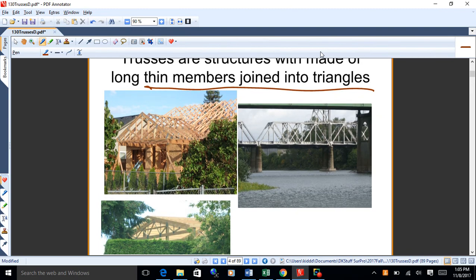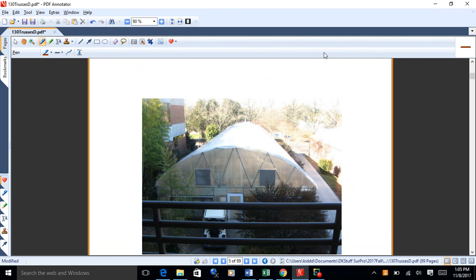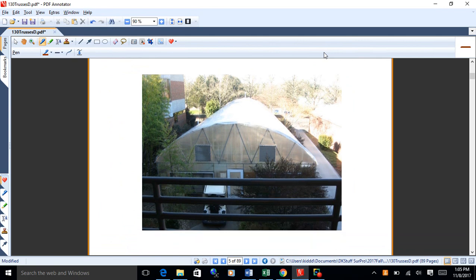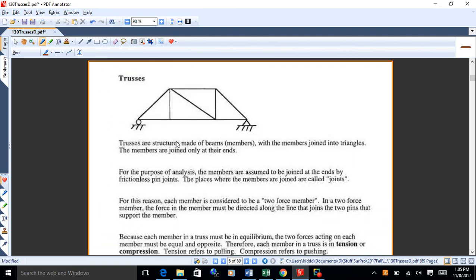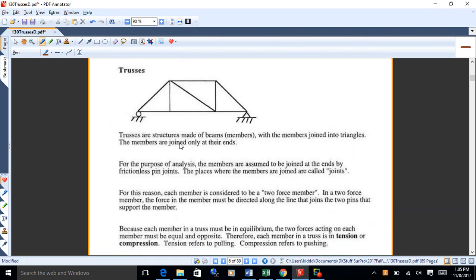There are some more rough trusses and a little closer view of that bridge truss there. There's a truss on our greenhouse outside of this building, actually, here on campus. So you can see the triangles right there. All right, so these things show up lots of places.